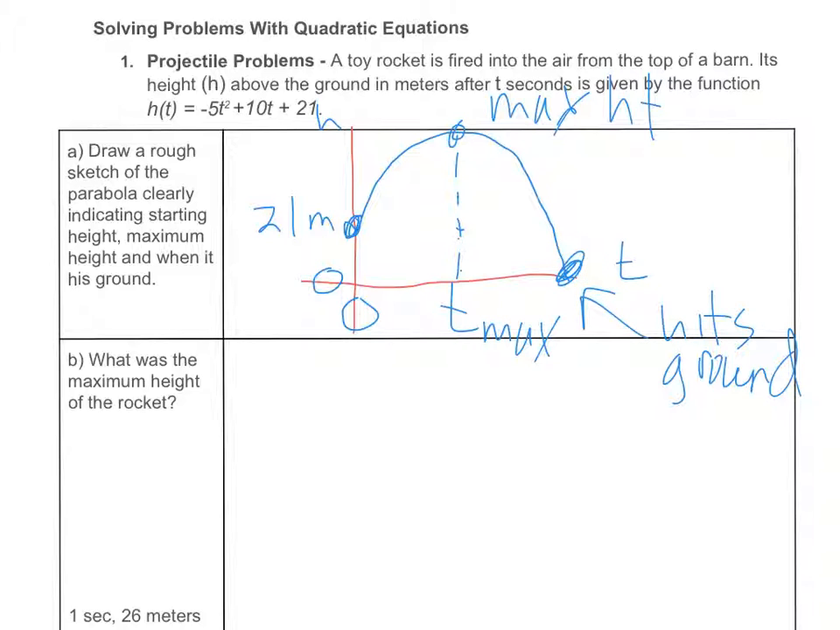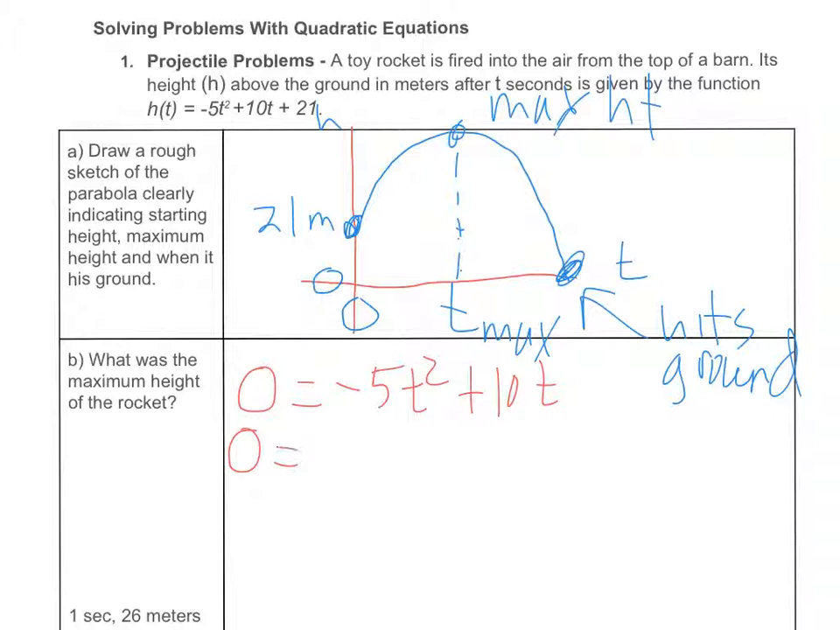So let's start solving these problems. What was the maximum height of the rocket? Well, once again, we're going to use this property: if I get the x-intercepts of a simpler parabola, 0 equals -5t squared plus 10t, I can figure out what the x-intercepts are, forgetting about that plus 21. And I know that the middle of those x-intercepts is going to be the vertex for the original graph.